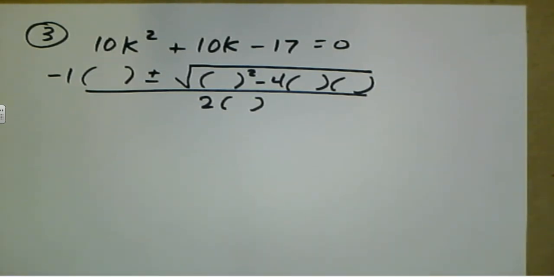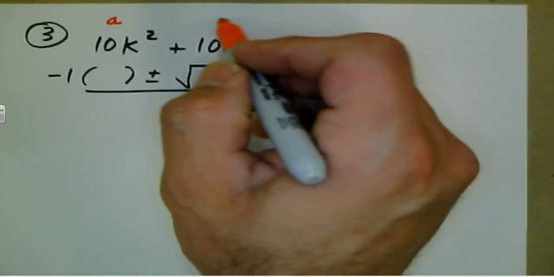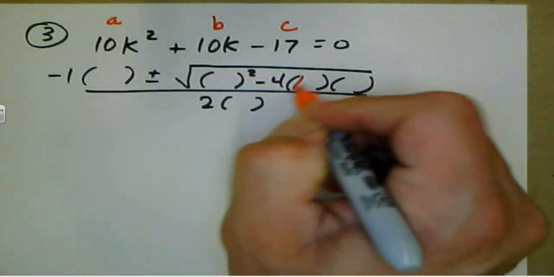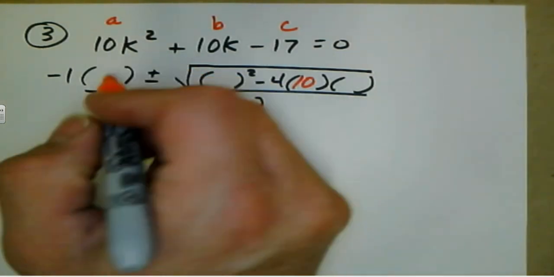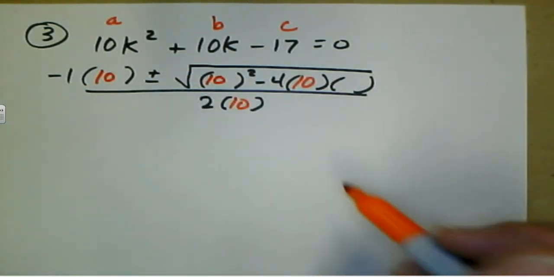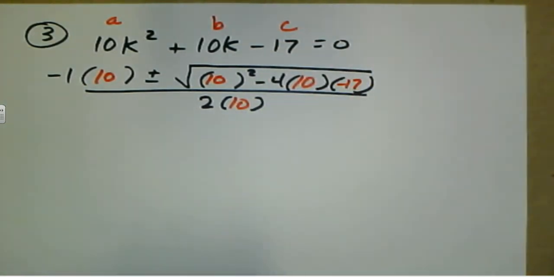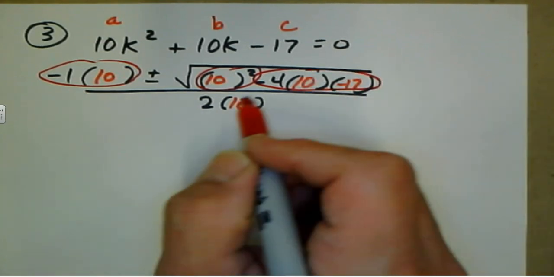All right, last one. The k squared is the a, the k is the b, and the no k is the c. So our a's are 10, which go here and here. B is the first and second, which goes here and here. Those are also a 10. And the C is a negative 17. Don't forget the negative number. We're going to do this part, this part, and that part.